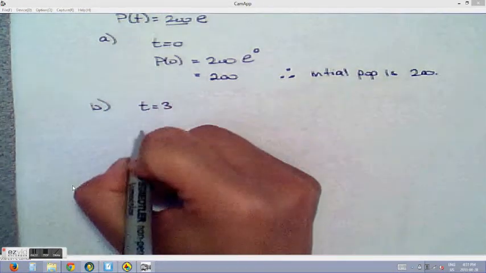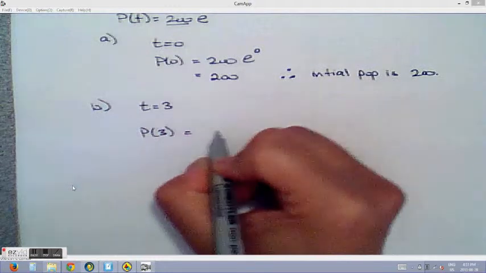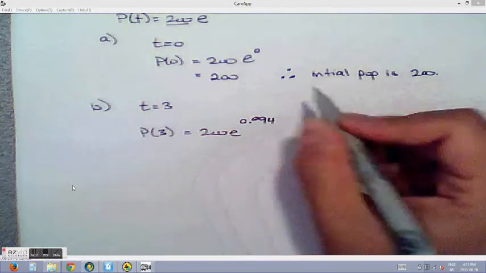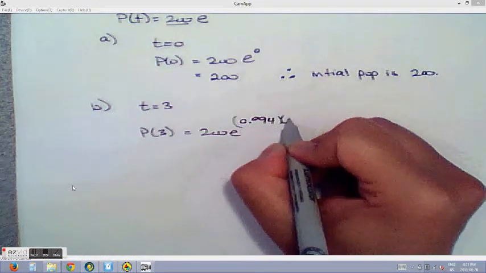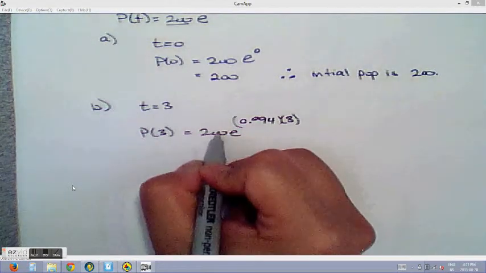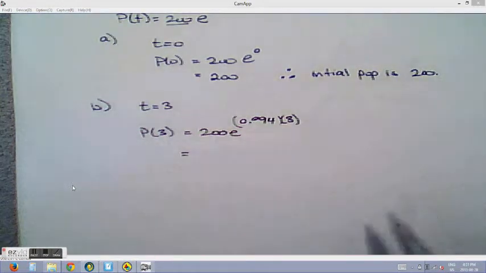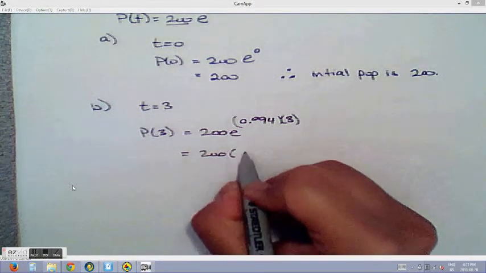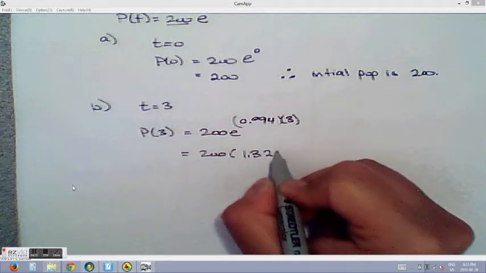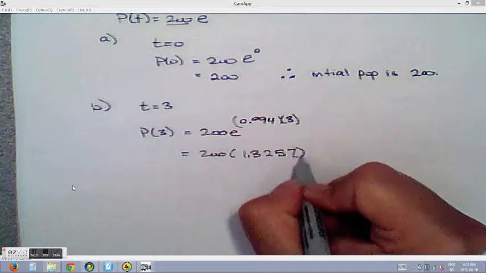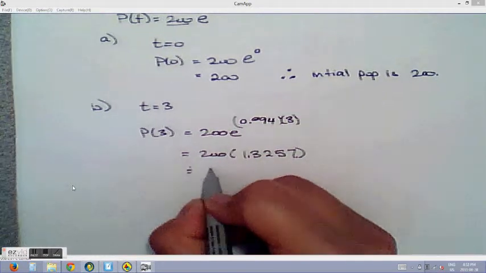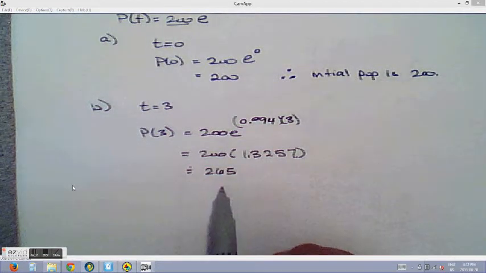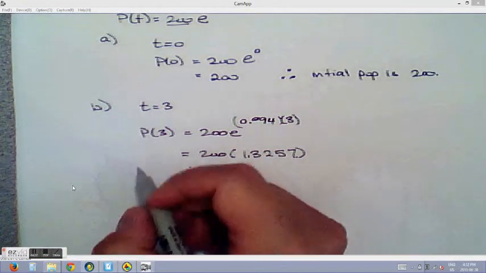So P after 3 days is 200 e to the exponent 0.094 times 3, okay? And then just work that out in your calculator. And we should get 200 times 1.3257. Okay, let's round it. So it's around 265. And you always want to round it because it's population, so we can't have half of a bacteria.